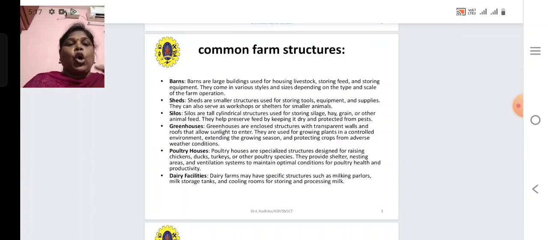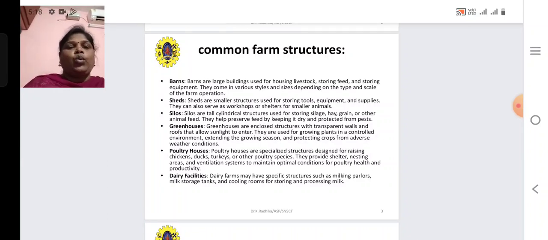Silos. Silos are tall cylindrical structures used for storing silage, hay, grain, and other animal feed. Some of the animal feed is stored in the farmhouses. So silos are very much useful. These help preserve feed by keeping it dry and protected from pests and diseases.